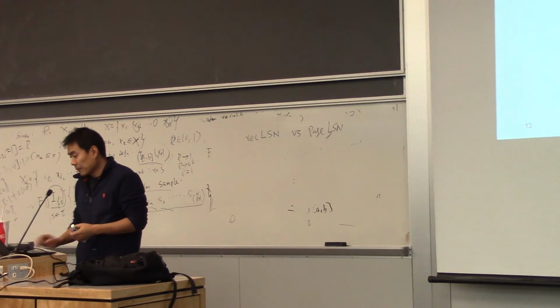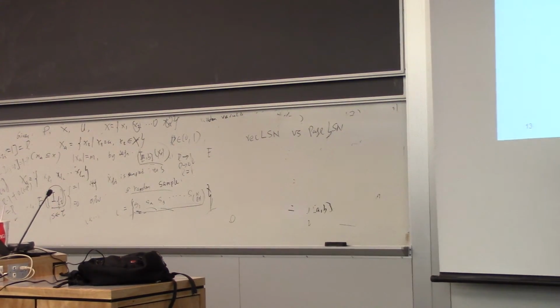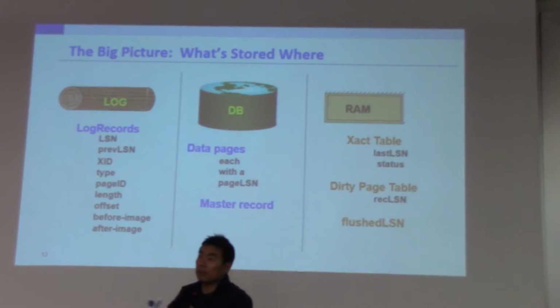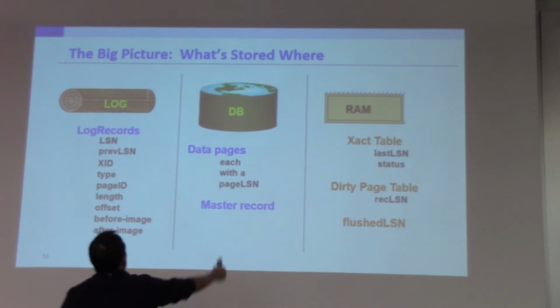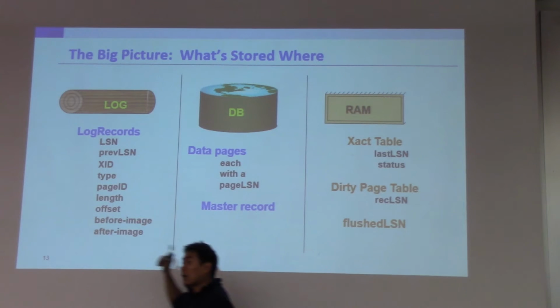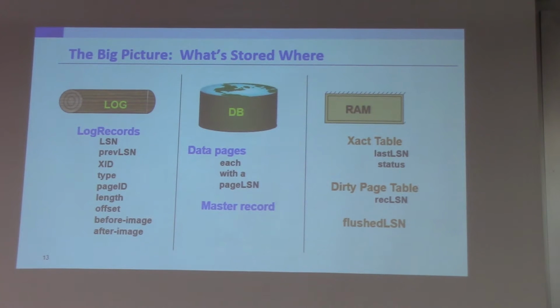Okay, so here is the big picture. We have the log record itself, we have the transaction table and dirty page table. We also have the flush LSN, the last log record that's been flushed to the disk. And we also have page LSN on each data page. We also have a master record. What is that master record? The master record is to remember when the last checkpointing process was done.